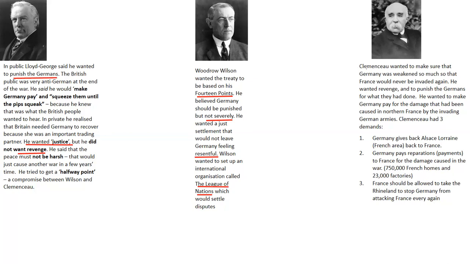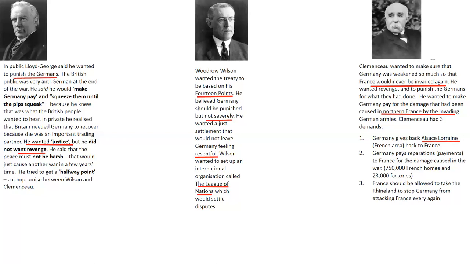Clemenceau wanted to make sure that Germany was weakened so much that France would never be invaded again. He wanted revenge and to punish the Germans for what they'd done. He wanted to make Germany pay for every bit of damage they caused in northern France by the invading German armies. Clemenceau had three very clear aims. He wanted to get back Alsace-Lorraine. Now, Alsace-Lorraine was an area that Germany had basically obtained from France in 1871 during a war.